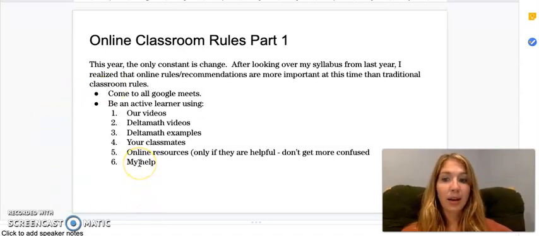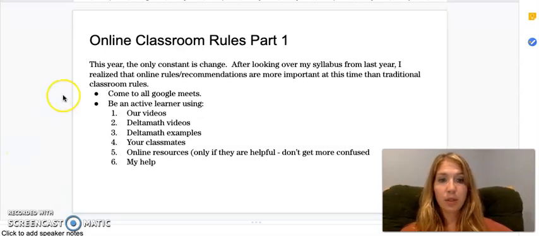Lastly, my help, whether it's texting, Google Meets, whatever it is, you can always ask me for help. So these are things that you want to be actively doing to make sure you're learning.